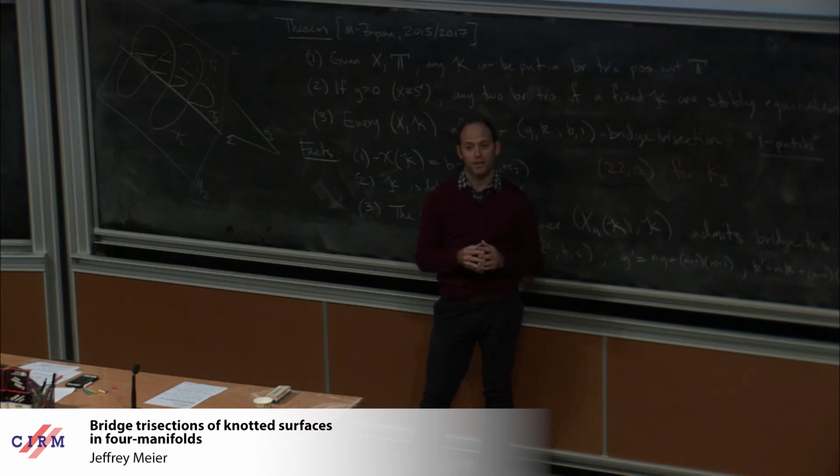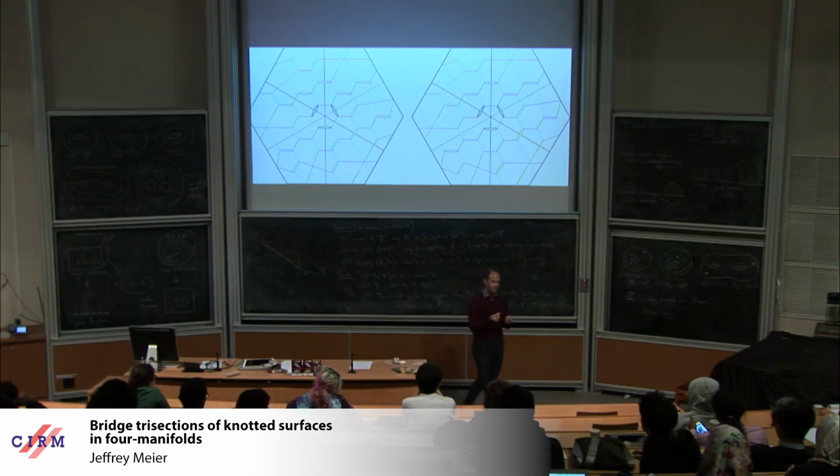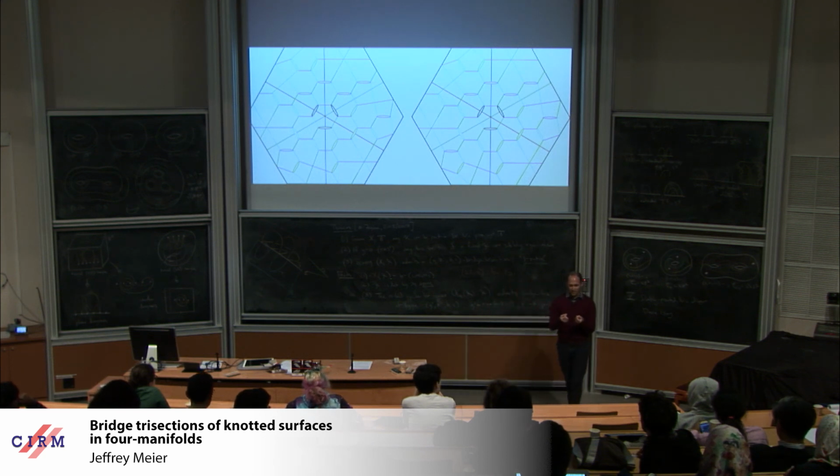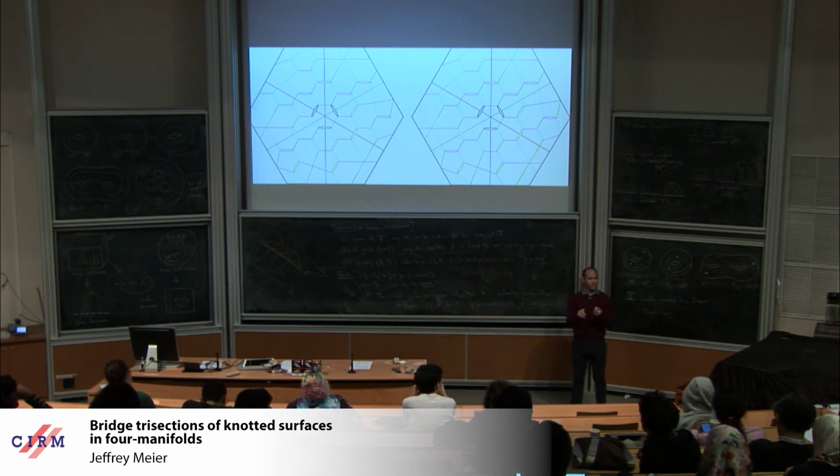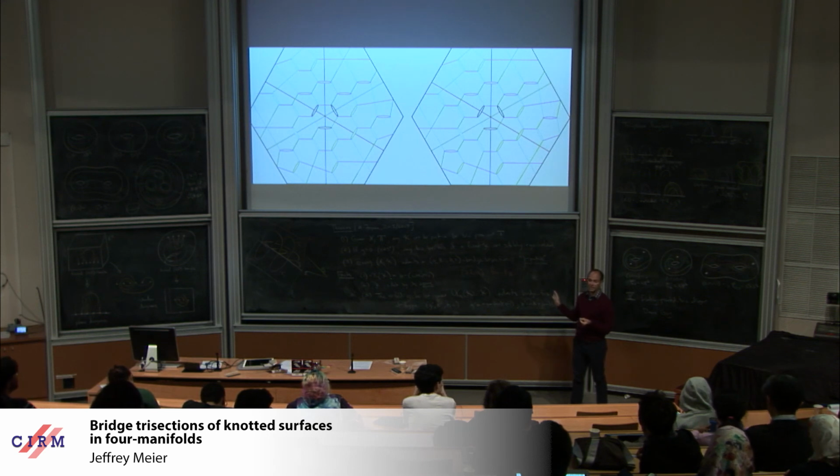Heegaard genus is additive, so you can ask if trisection genus is additive. One thing you'd expect to happen if it's not additive is to have exotic pairs with different minimal trisection genus. So that's not happening here. And that's good because if trisection genus is additive, then we have a positive solution for the Poincaré conjecture.